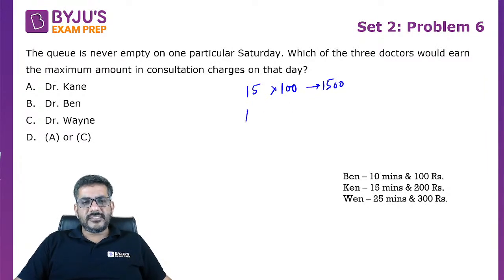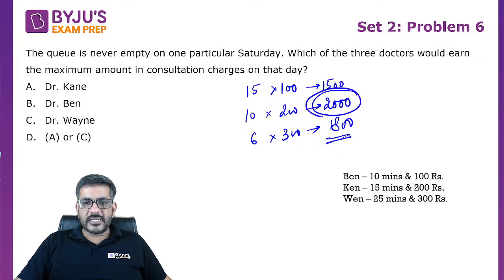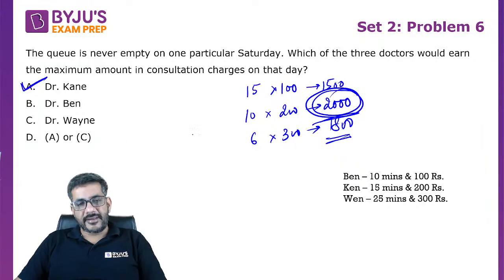Second person will see 10 patients. He charges 200 per patient. So he will have 2000 rupees. Third one will see 6 patients, charges 300 per person. So he would be having 1800 rupees. So maximum consultation charges would be collected by the second person, that is Mr. Kane. So A option is the right answer.